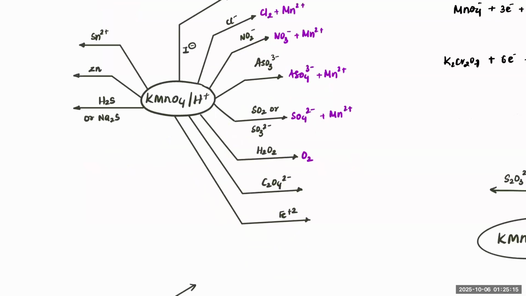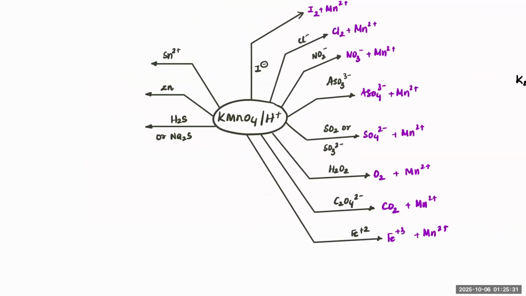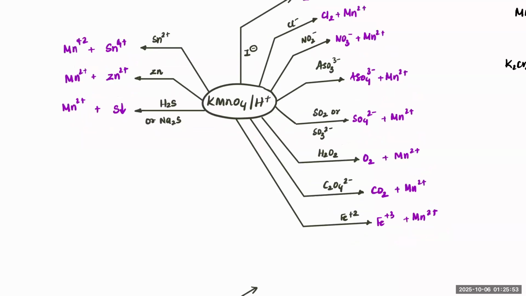If you have peroxide, it will become O2 plus Mn plus 2. Oxalate will become CO2 plus Mn plus 2. Fe plus 2 will become Fe plus 3 plus Mn plus 2. Tin will become Sn plus 4 plus Mn plus 2. And zinc will become Zn2 plus and Mn2 plus. H2S will become colloidal sulfur and Mn plus 2. Any form of S2 minus will become colloidal sulfur and this one.